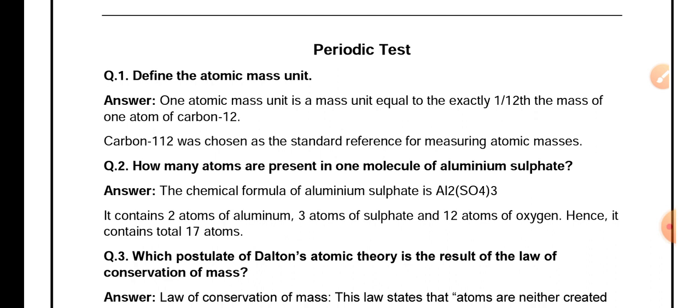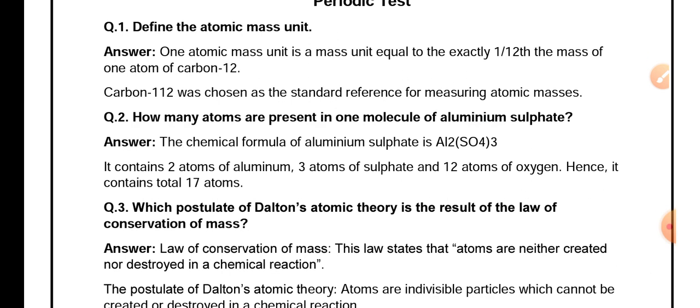First question: define atomic mass unit. One atomic mass unit is a unit equal to exactly 1/12 of the mass of one atom of carbon-12. Carbon-12 was chosen as a standard reference for measuring atomic masses.